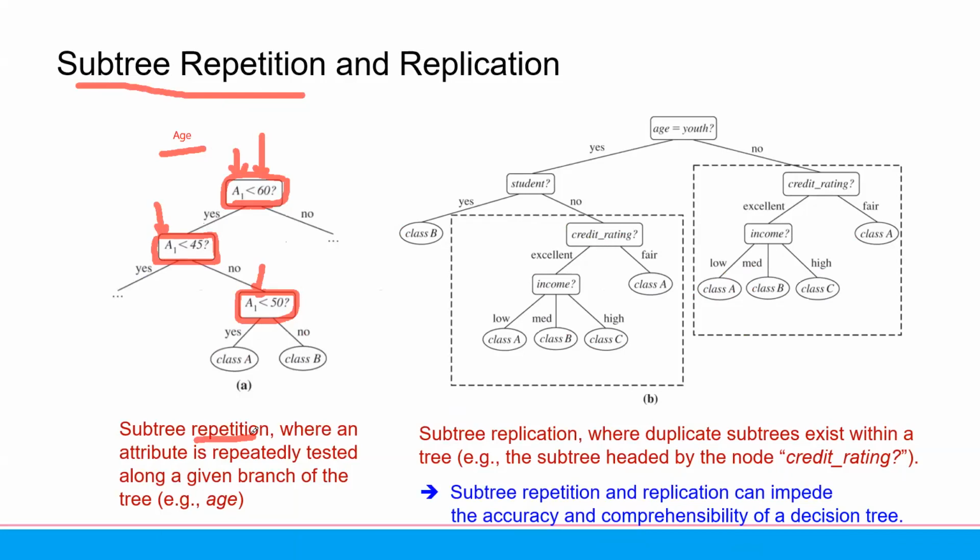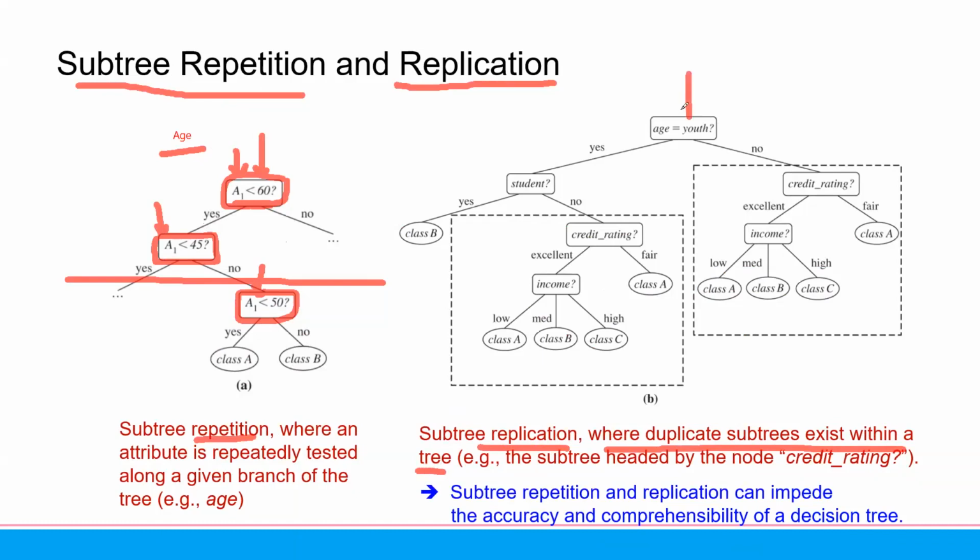So sometimes, we can cut. If we happen in like this one, we can cut in some section. Or there is another kind of problem, we call it replication. So replication means the duplicate subtrees exist within a tree.